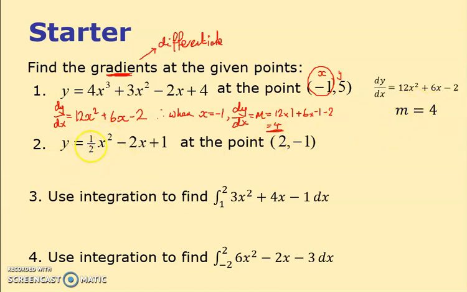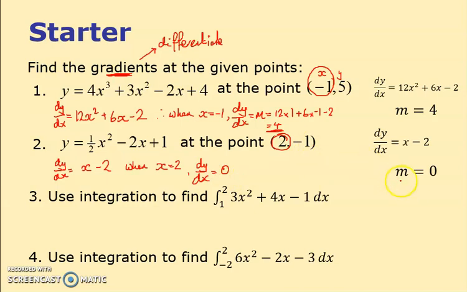Next one, exactly the same. Y equals this, so bring down the power to find dy by dx first of all, obviously. Bring down the power. 2 halves is a whole 1, so that's just x minus 2. Well, that's the easiest one of all. Again, sub in the x value, so when x equals 2, dy by dx equals 2 minus 2, which is 0. There you go. So what have I got? x minus 2 and m equals 0.